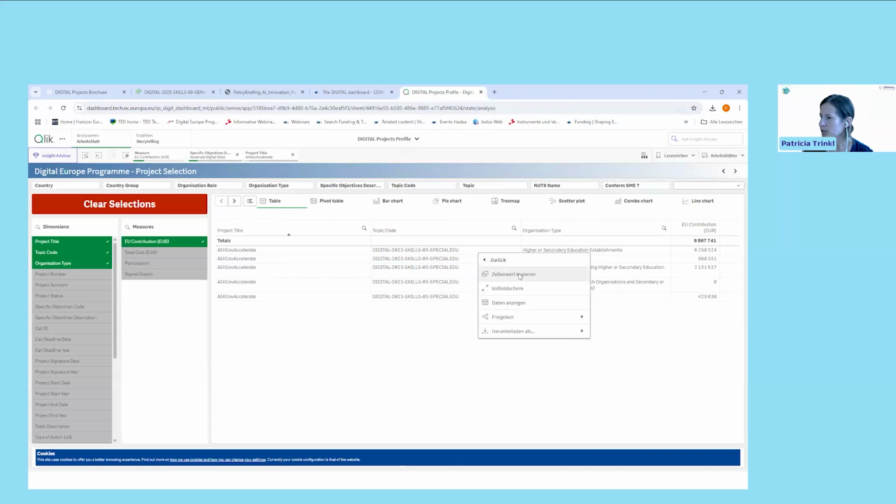And you can also download it. So this is also an important feature. If you have a table ready and you want to save it, download it. You can download this as an Excel file, for example, and save it locally on your computer.